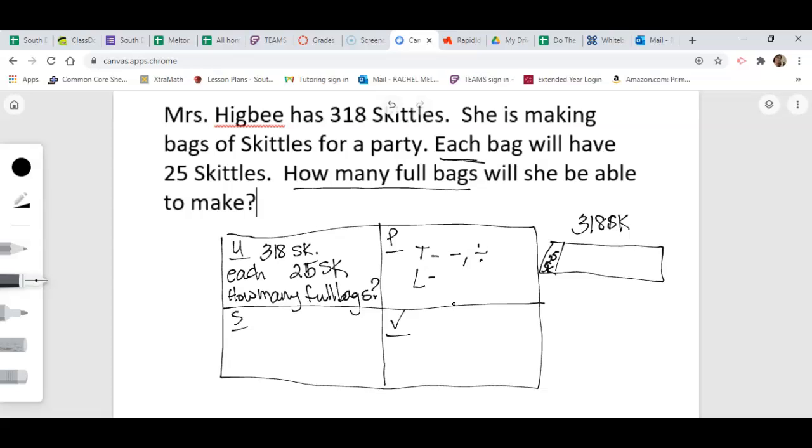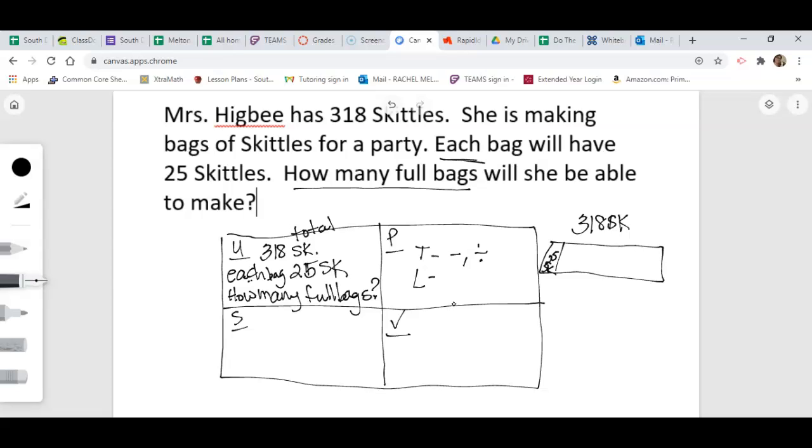I have Skittles, but this is total Skittles. This is Skittles, but this is 25 Skittles in each bag. Which again, that can be a little tricky when we're talking about labels. So we really have to draw a strip diagram, or we have to even just draw a picture to help the kids understand. Sometimes those labels can be a little tricky because these labels are different.